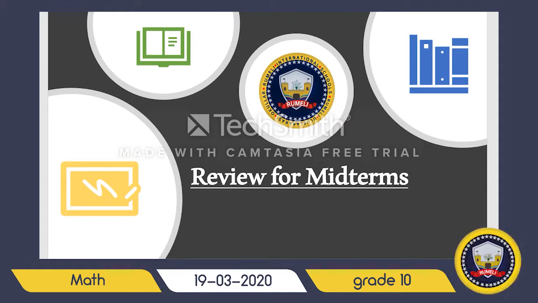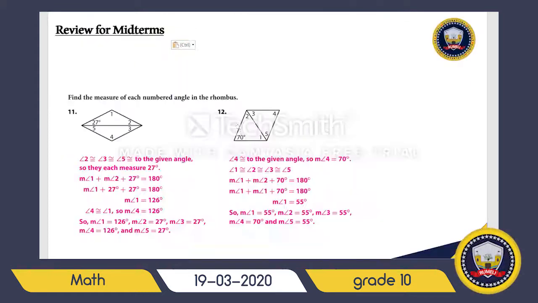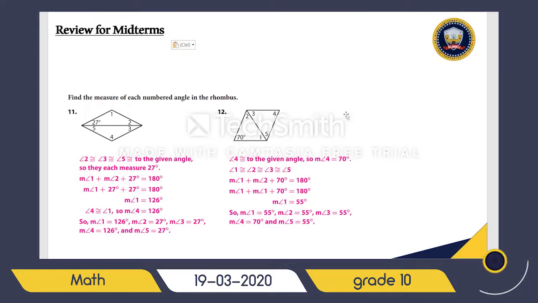Let's continue with the review we started yesterday. I'm still with the quadrilaterals. Okay. Find the measure of each numbered angle in the rhombus. Here I have a rhombus. I have this angle that measures 27 degrees and I want to find the rest.